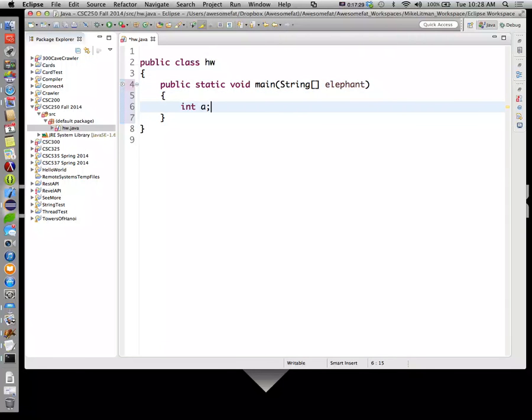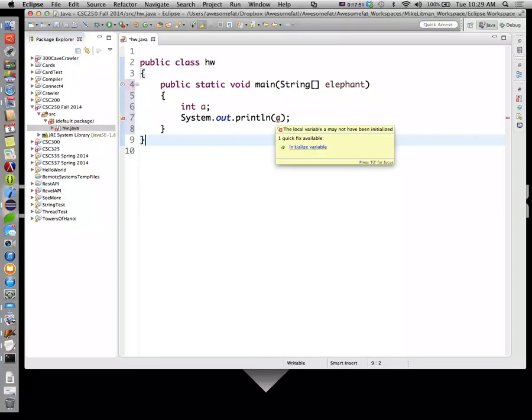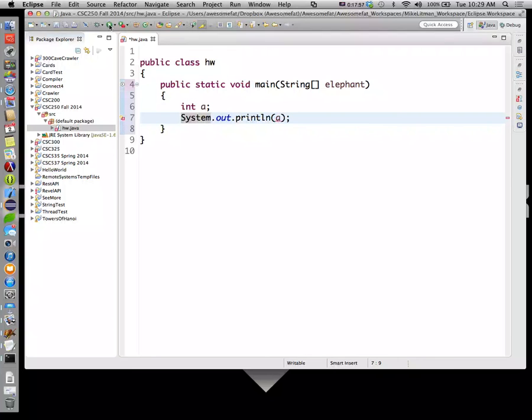So we'll say int a right here. So we've defined a variable named a capable of holding an integer. What's the current value of a? Yeah, we haven't given it a value. It's going to get a default value. Now notice it's kind of screaming at us here: the local variable a may not have been initialized. That's the little error message we got, and we're going to say we don't care.